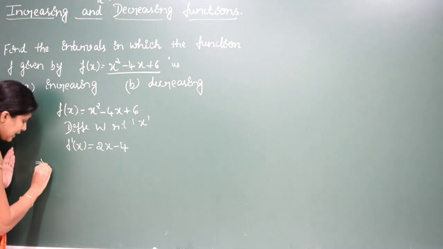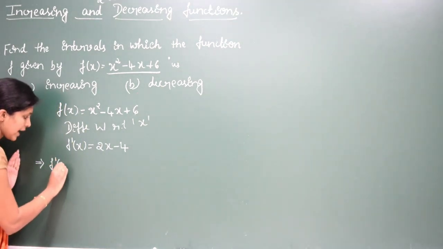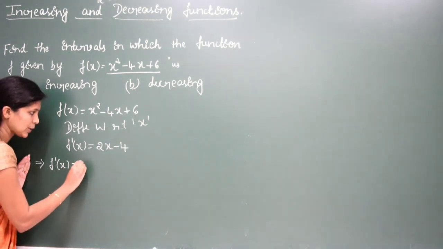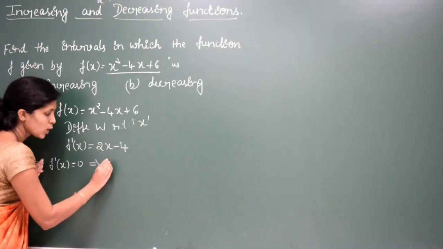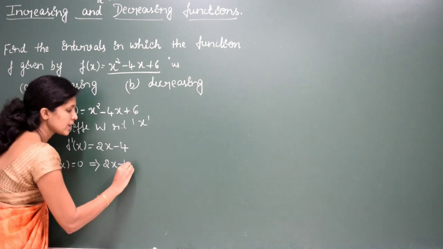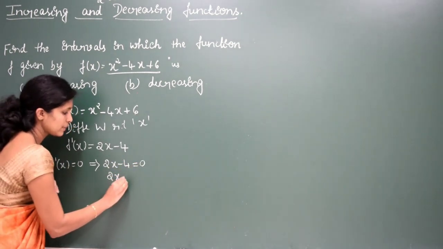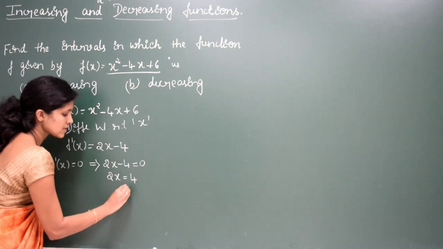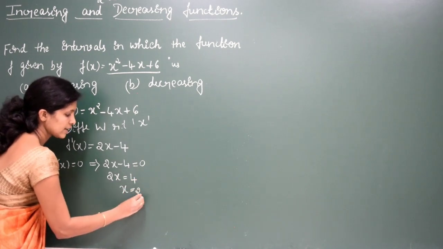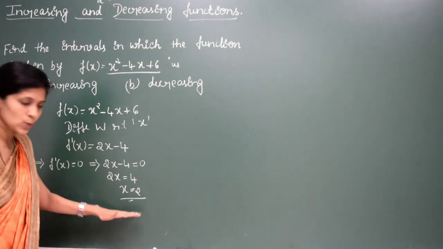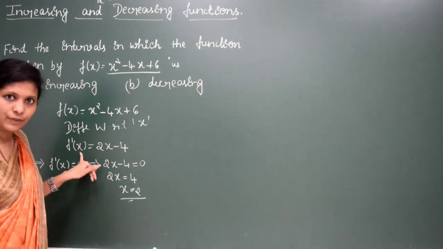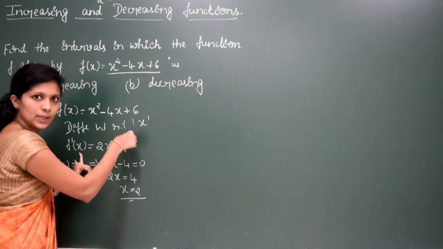Is it clear? Now we will equate this one. After this step, f dash of x is equal to 0 implies that 2x minus 4 is equal to 0. Okay, so this is now 2x will be equal to 4, x is equal to 2. Is it clear? We got the value of x as 2. I mean, if you substitute the value of x as 2, this derivative will be 0. Is it clear?